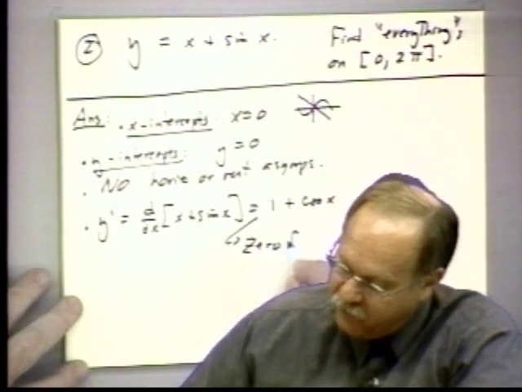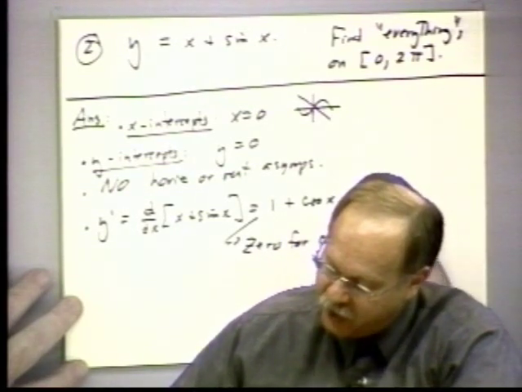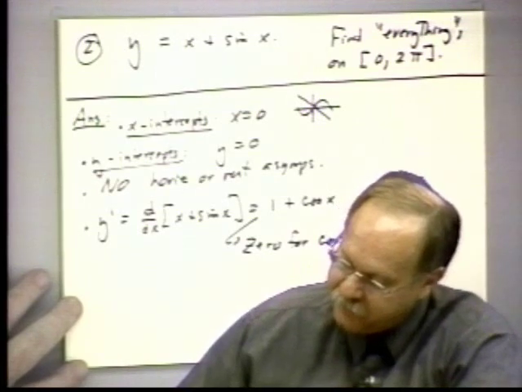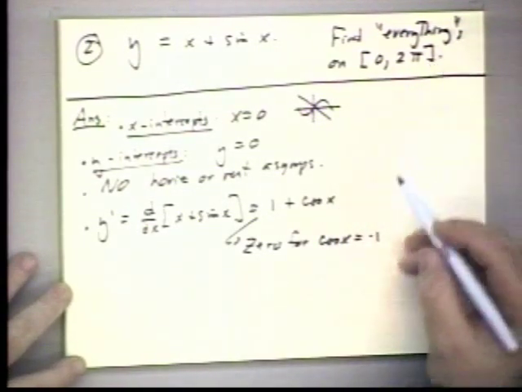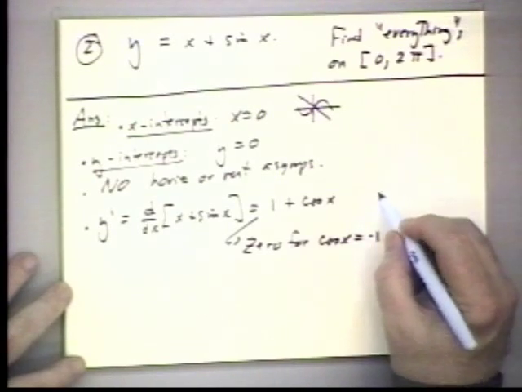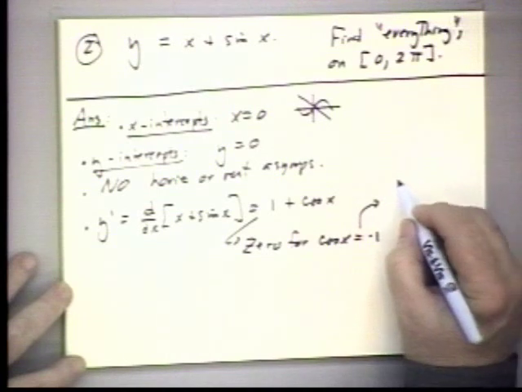So this is 0 for whenever 1 plus cosine x equals 0, which means cosine x equals minus 1. Now remember where we are. We're on this interval from 0 to 2 pi. So if we draw a quick picture here to remind ourselves of what's going on, we want to know where the cosine is going to be minus 1.